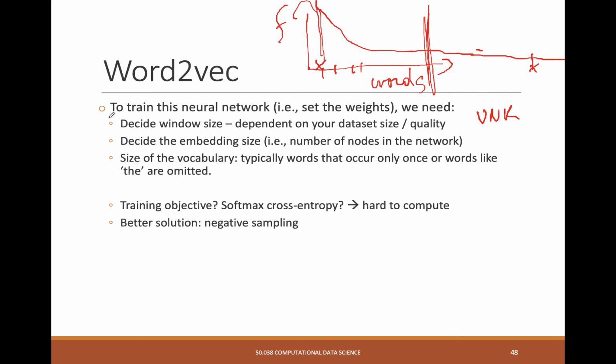So these are some hyperparameters, as any neural network will need to set some hyperparameters when we're training it. Okay. Then we have our training objective, which is softmax cross entropy. Now, this can be hard to compute. So there is a little bit of a way around this, which is what we do when we're training Word2Vec, and it's called negative sampling. This saves us from calculating the cross entropy for the loss function.